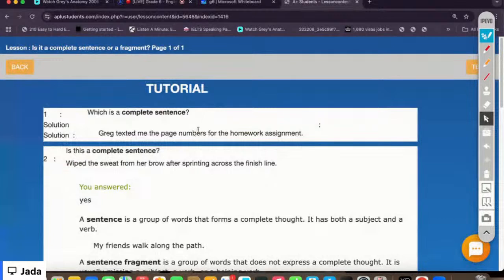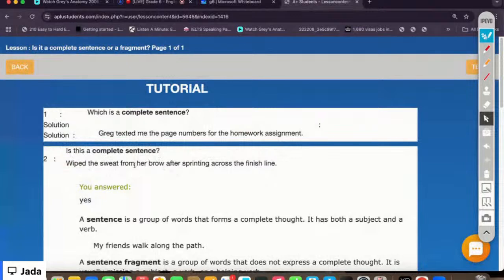Let's look at some examples before we move on to the test. It says that, which is a complete sentence. Greg texted me the page numbers for the homework assignment. So Greg is what, the subject, and texted is the verb. Now, which is a complete sentence?